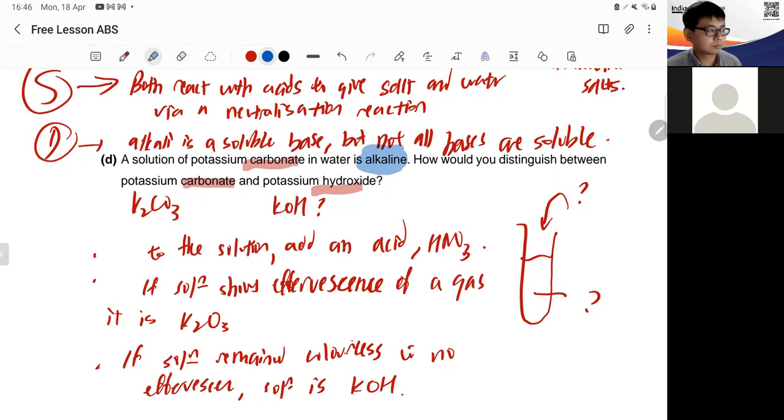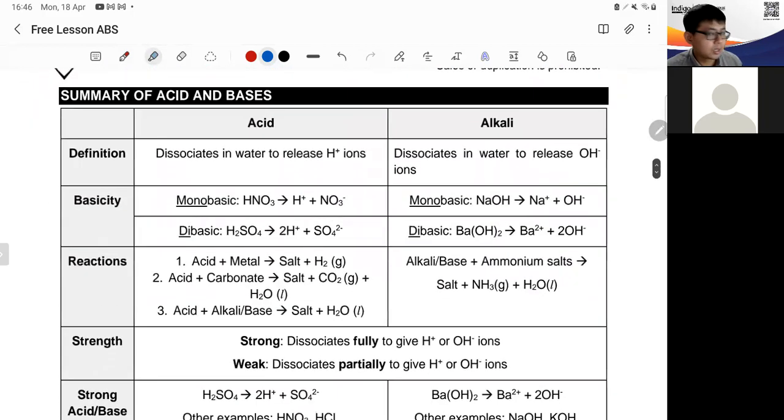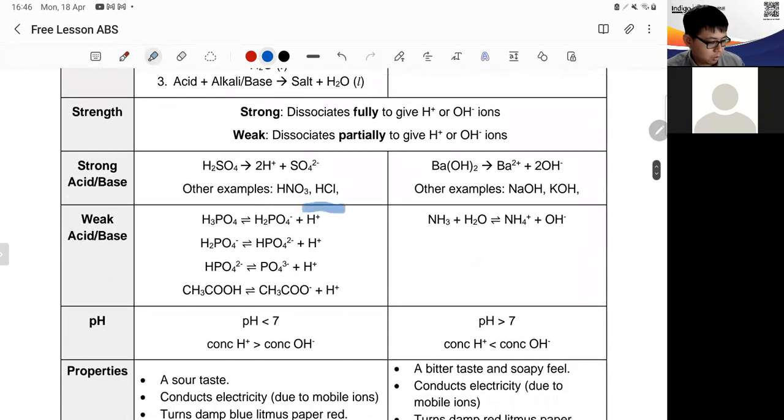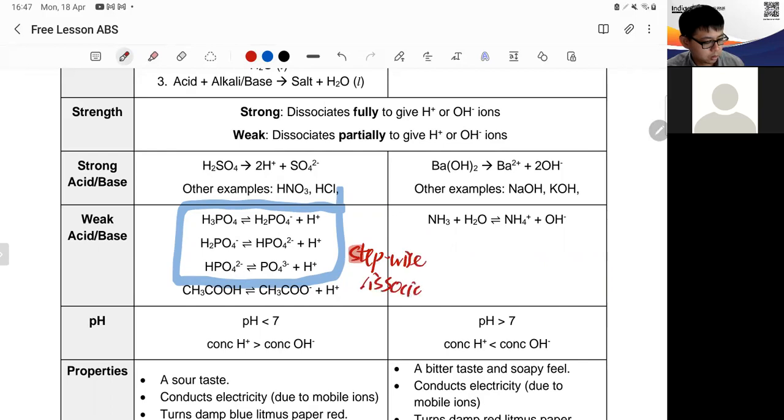Okay, moving on. This page is just a summary of acids and bases. I won't go through it because this is basically a point by point comparison between acids and alkalis. Everything we have done already. Just one small thing to talk about. Can you see this part here? Remember what we talked about? We talked about the stepwise dissociation of acids. By extension, we'll talk about alkalis as well.